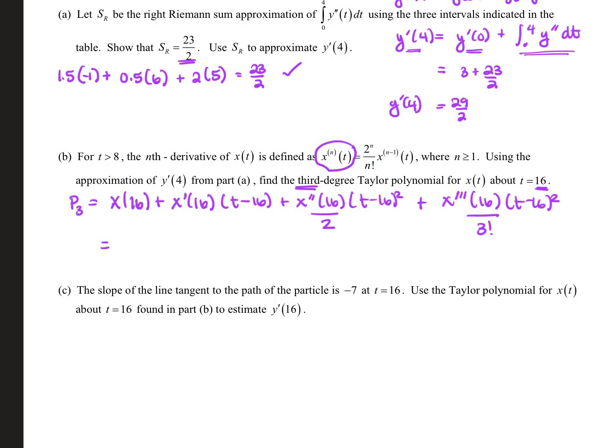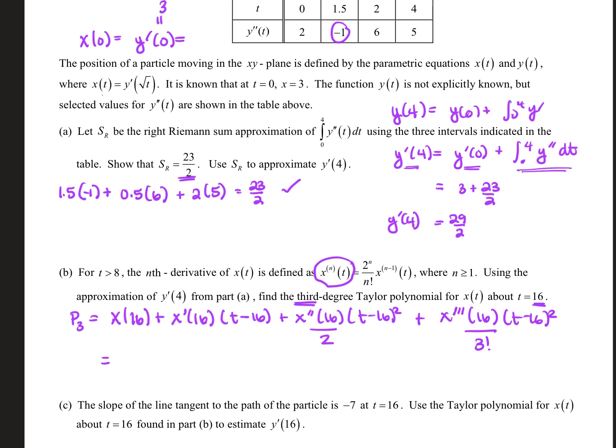So x of 16 is, so let's see, x of 16 would be y prime of the square root of 16, which would be y prime at 4, and y prime at 4 we already found out to be 29 halves. So that's what goes right here, so 29 halves.